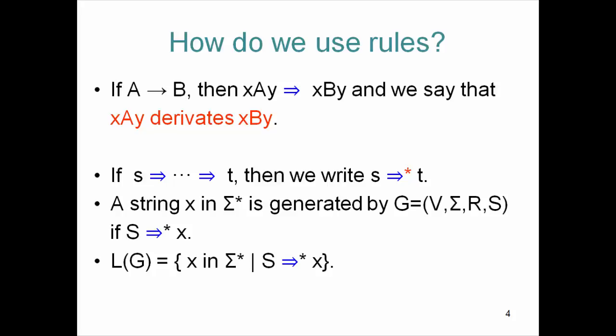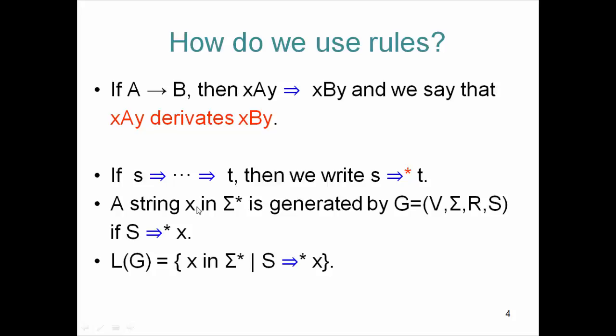These rules are used to generate strings. If A tells to B is a rule, then the sentential form xay is derived to the next sentential form xby. So we can say that xay derives xby. If like this, from the starting symbol S, we could reach a sentential form T, then we can say that T is derived from S after n derivations.